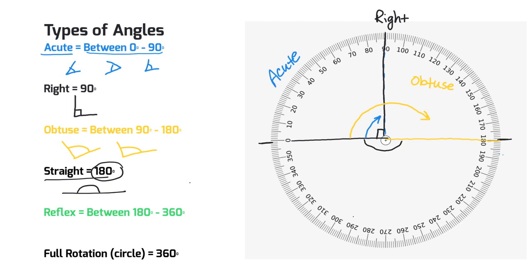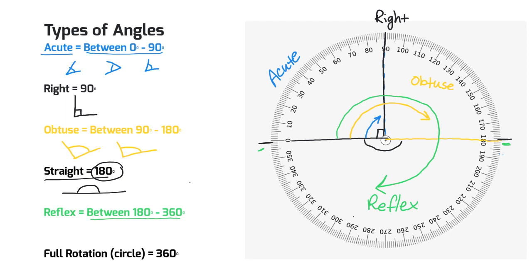Our last angle is called a reflex angle. A reflex angle is a very large angle between 180 and 360 degrees. That means we're starting at the 0 and we're rotating all the way around and stopping somewhere here between 180 and 360 degrees. This area is called a reflex angle.